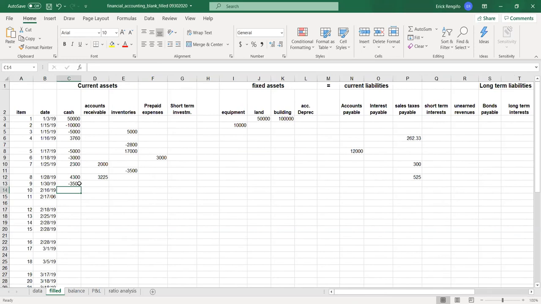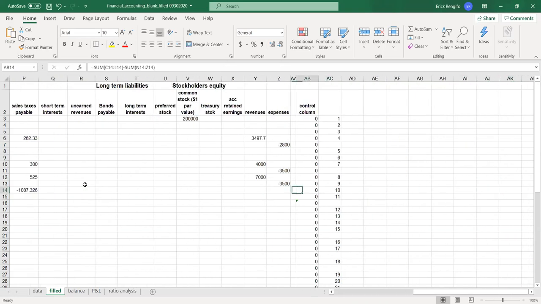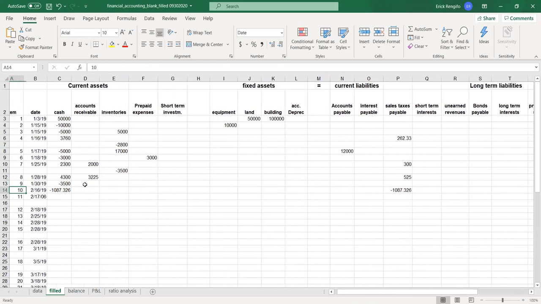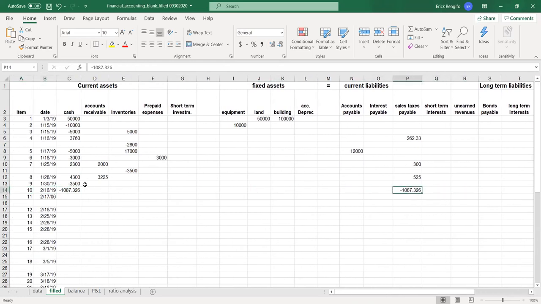So now let's do number 10. Here I pay my sales taxes. How much money do I owe to the government? If you sum these ones here, I owe the government 1,087.33. Make sense? So I'm at the end of the month, and I need to pay. So what I need to do is subtract 1,087.326. And this part here is going to disappear. That's why we have two negatives here. You see? Negative here, but if you go to your check, zero, because we have one transaction on the asset side and one transaction on the liability side.